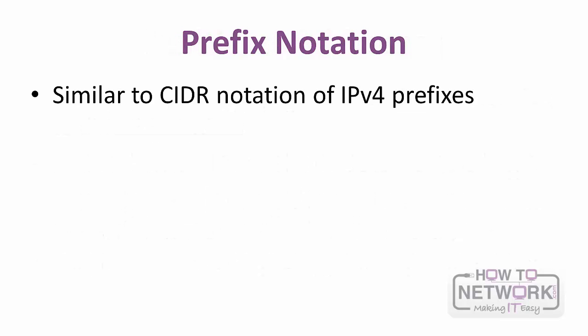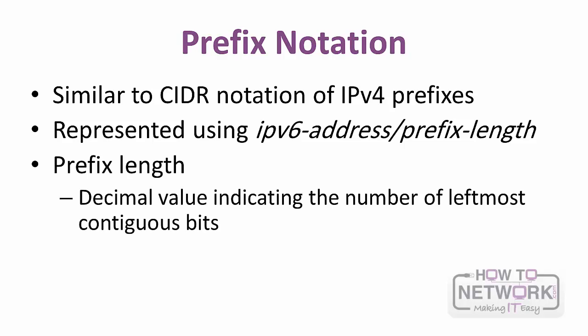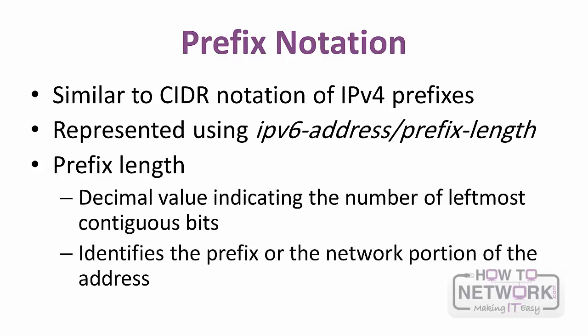The representation of IPv6 address prefixes is similar to the way that IPv4 address prefixes are written in classless interdomain routing notation. An IPv6 address prefix, the network portion of the address, is represented using the following format: IPv6 address/prefix length. The prefix length is a decimal value indicating the number of leftmost contiguous bits of the address. It identifies the prefix or the network portion of the address.